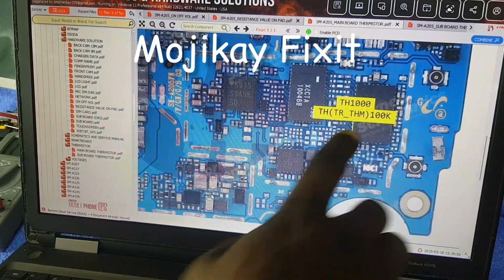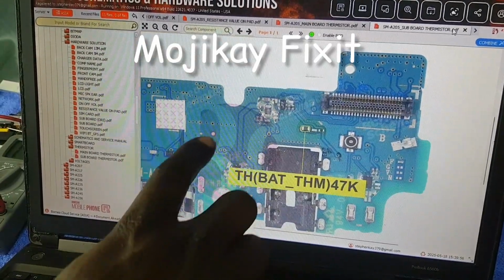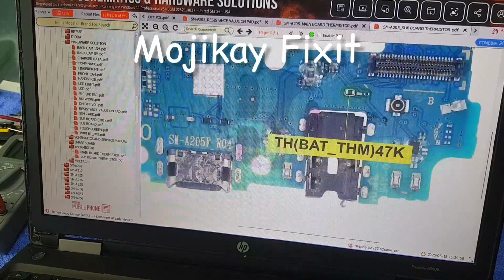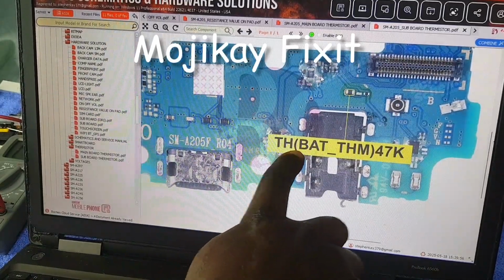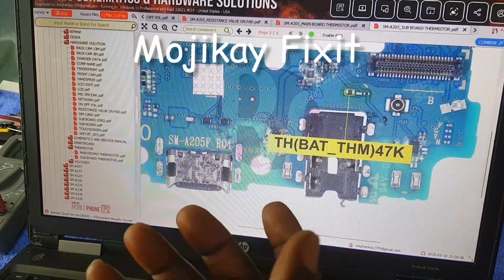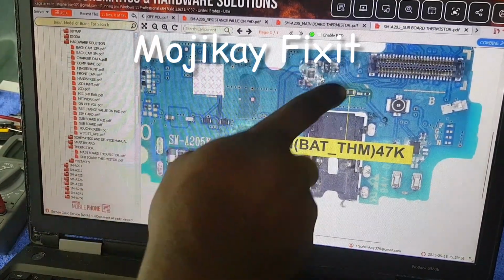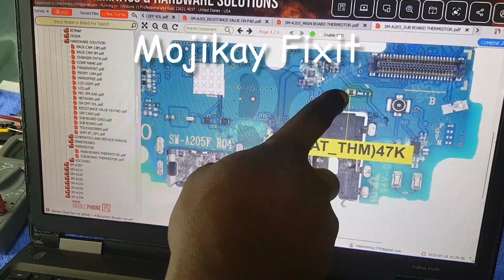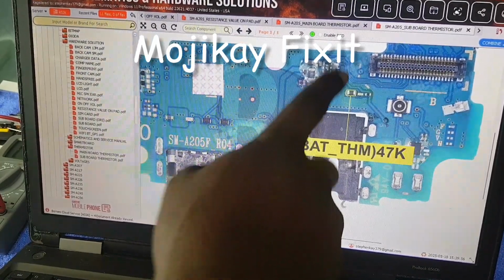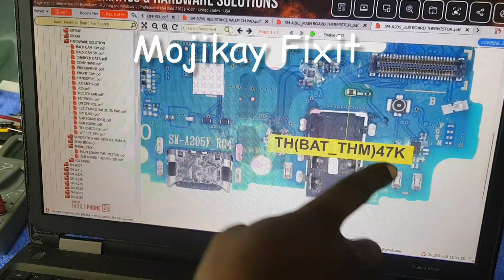This is another thermistor right here. So let me show the thermistor of a subboard of this Samsung Galaxy A20. This is a thermistor of this board. Sometimes when the phone tells you temperature is too high or temperature is too low, this resistor is responsible. So when they tell you to check the thermistor, when you hear thermistor, it means resistor. Do you understand? You can also read it in K.